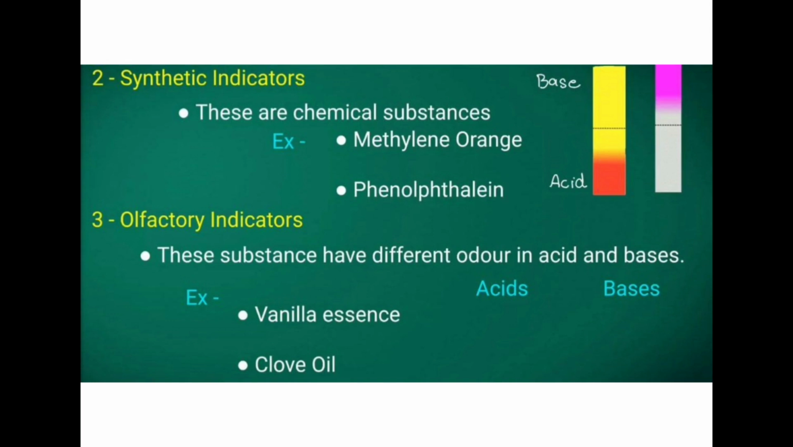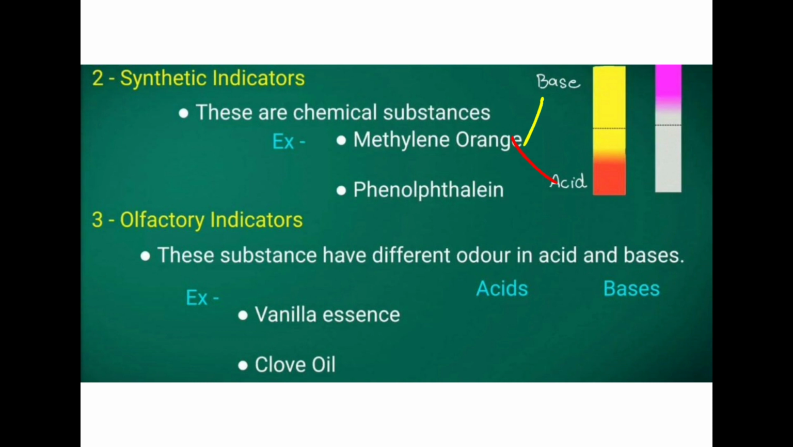The next one is synthetic indicators. We have two synthetic indicators to study here: methyl orange and phenolphthalein. These are chemically prepared, not natural, and they show two different colors in acid and base. Methyl orange will give red color in acid, and it will give yellow color in base.